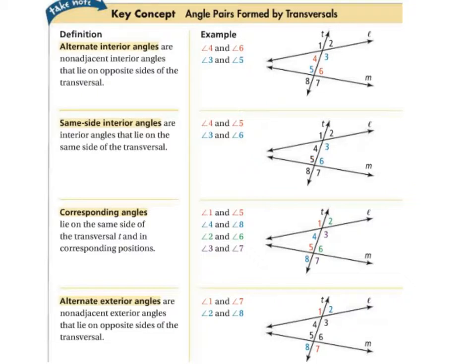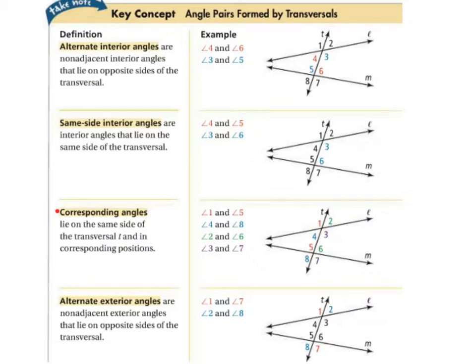The next one, I'm going to jump down here real quick because I think these names say it all. This is alternate exterior. Exterior angles are on the outside of those 2 lines. So that's the 1 and 2 and the 7 and the 8. Alternate, meaning on the opposite sides of that transversal. So like 1 and 7. Those would be alternate exterior. And 2 and 8 are alternate exterior.